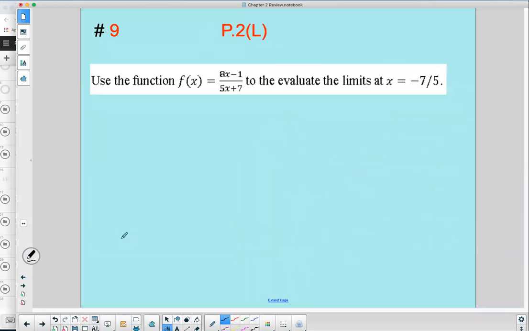Let's go to number 9. It says use the function here to evaluate the limits. And now limits is talking about the behavior, with asymptotes, things of that nature, at -7 divided by 5. Okay, so let's go graph this first so we can figure out our limits. So I'm going to graph this equation.